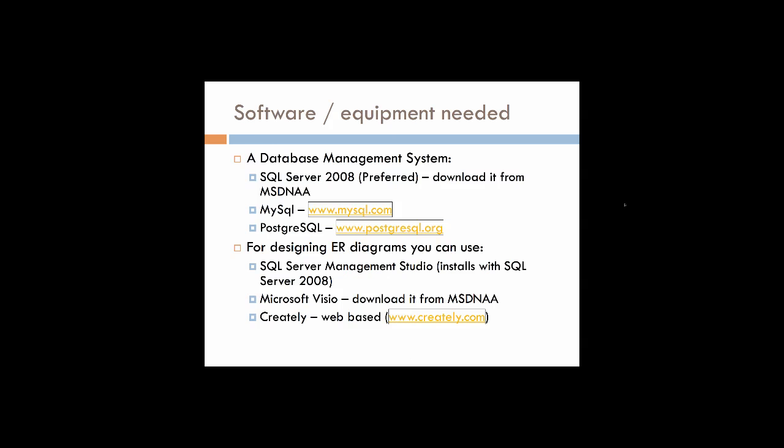In order for this course to go successfully, you will need some software installed on your computers. The primary software that we will need is a database management system. There are plenty of them out there. I prefer that you use SQL Server 2008. You can download it from MSDN AA, the Academic Alliance, for free, or from Microsoft.com. The Express edition is free, but you can also get the professional edition for a 90-day trial.